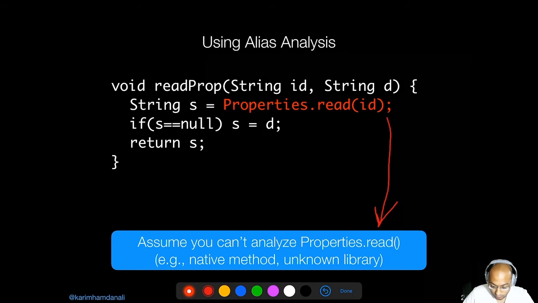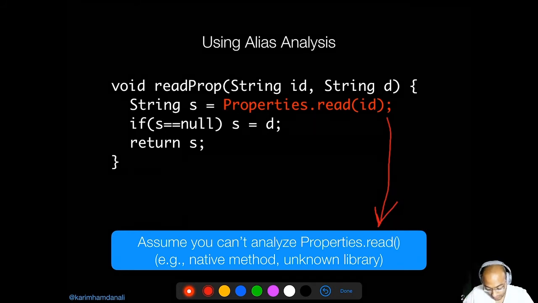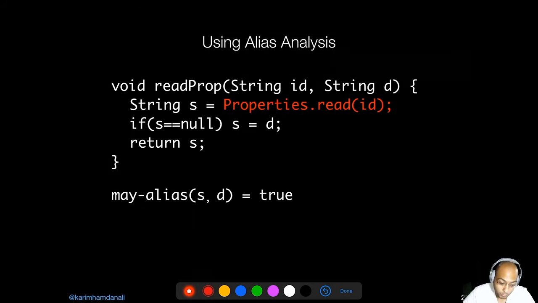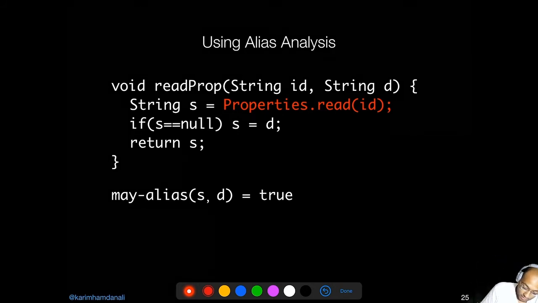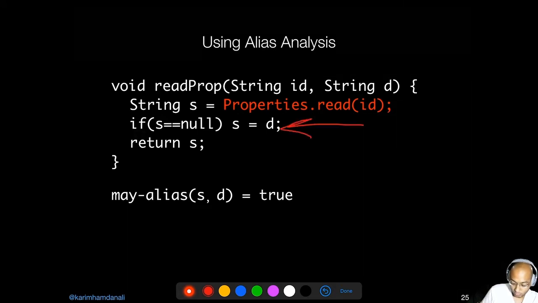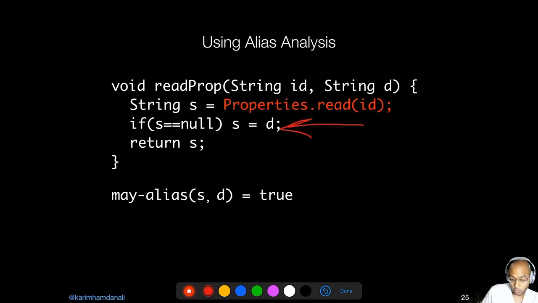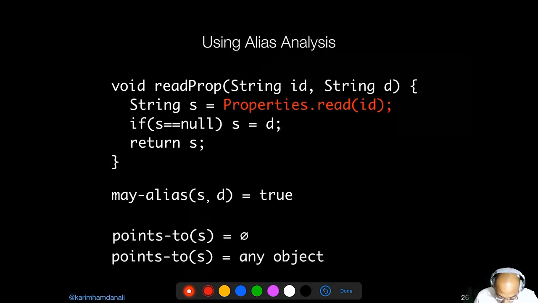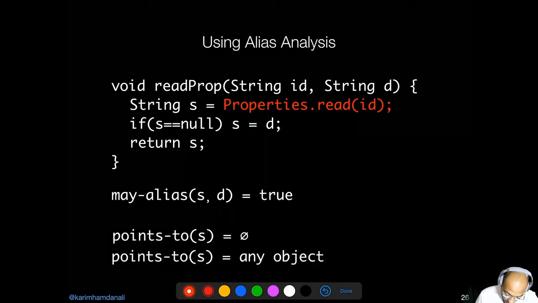Then you can say that may alias S and D is true, right? This is going to be true because you have a statement, you have a path, this if path, where S is equal to D, so that's why this is going to be true. However, you can compute the points to set of S is going to be empty set, right?